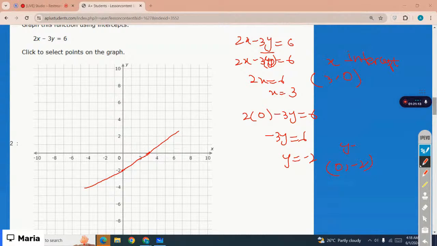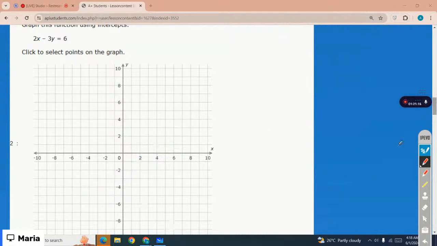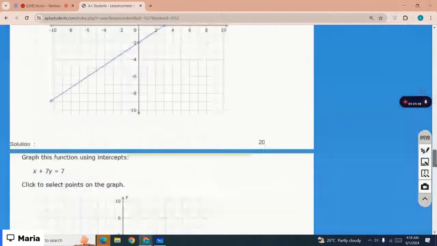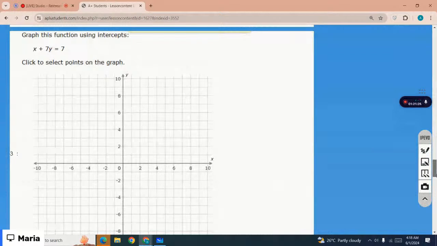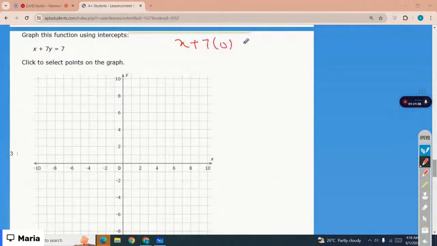Okay, the next example is graph this function using intercepts: x plus 7y equals 7, right? So first you have to find the x-intercept. For the x-intercept, you have to put y equals 0 in the equation, right? That is x equals 7. So you have the point 7, 0.